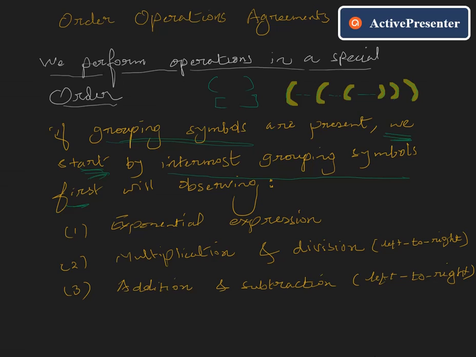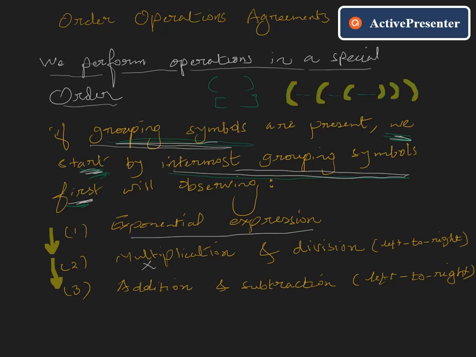When observing that, we go through these steps: 1, exponential expressions, then 2, multiplication and division from left to right, and 3, addition and subtraction from left to right. That is, if grouping symbols are present, we start by the innermost grouping symbols first. Then we do exponential expressions. Then multiplication and division, of course from left to right. Then addition and subtraction from left to right.